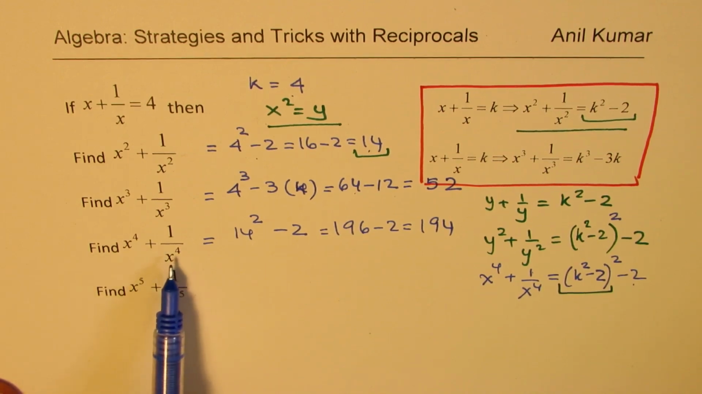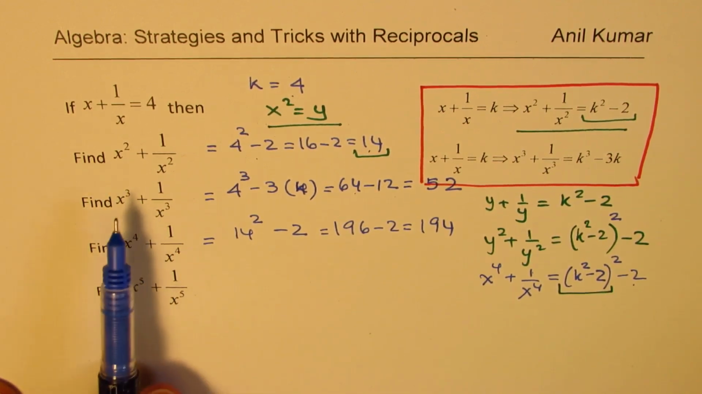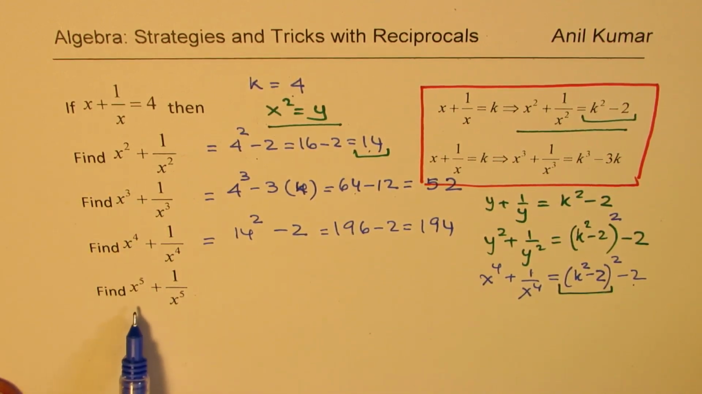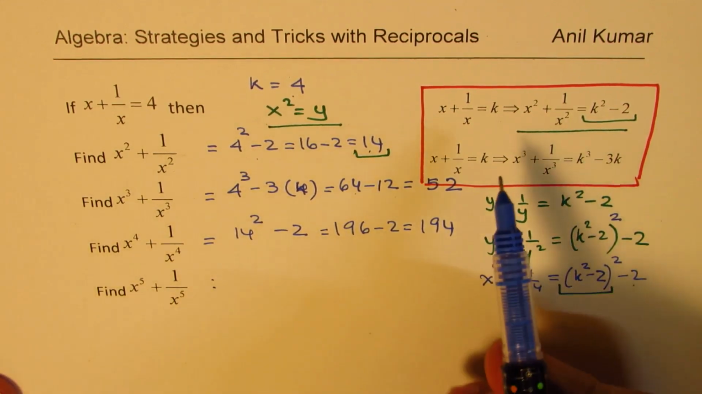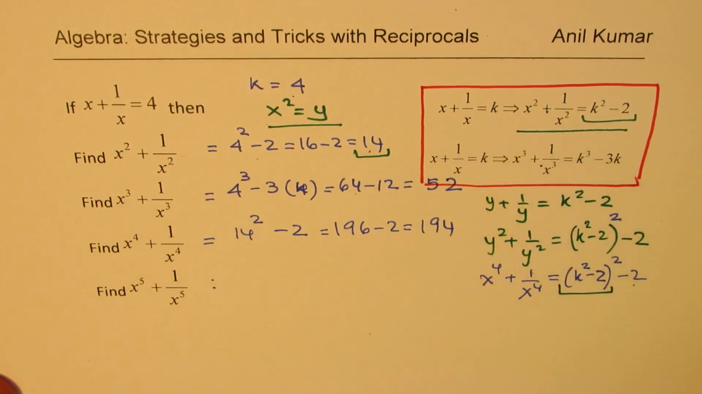So what you've seen here is that we could actually extend our learning. Now in the next page, let us see how to find the formula for x to the power of 5 plus 1 over x to the power of 5. Well, we are going to definitely use the product of these two to get our formula, right? So let's go to the next page and try it out.